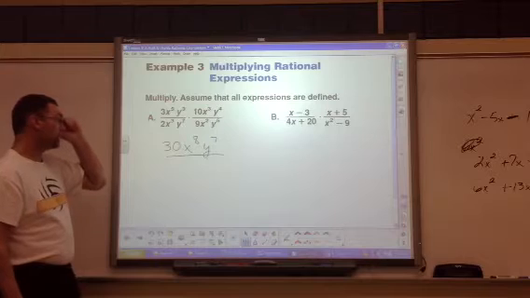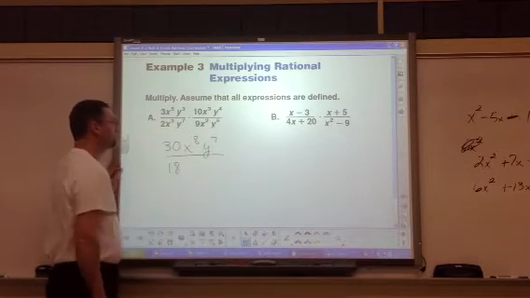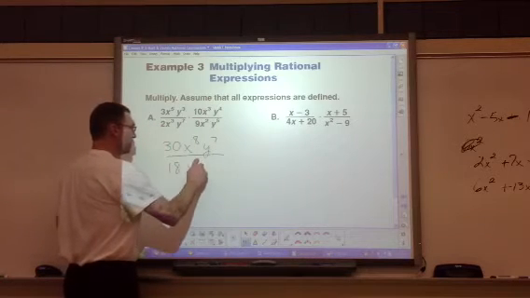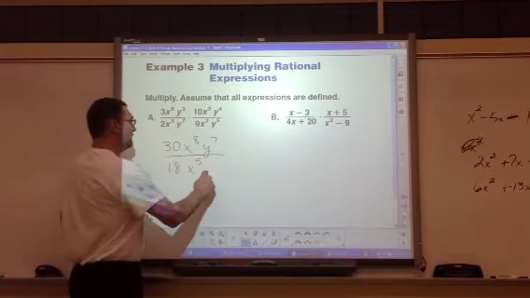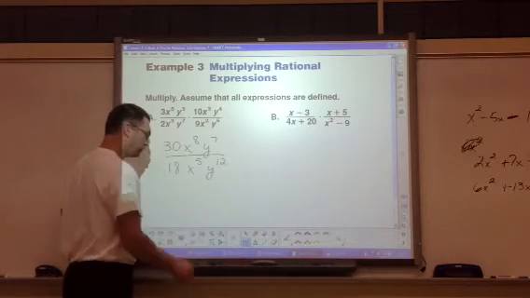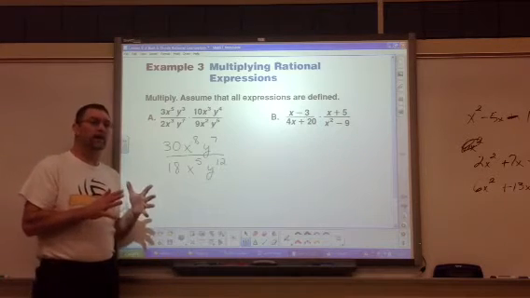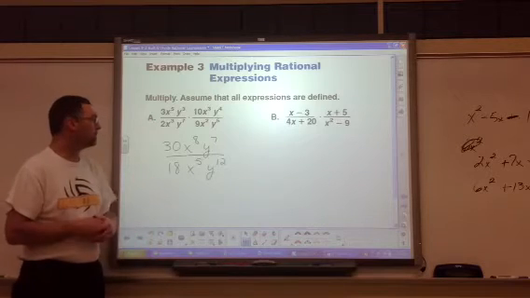In the denominator, 2 times 9 is 18. X cubed times x squared is x to the 5th. And y to the 7th times y to the 5th is y to the 12th. So I've made it so I only have one fraction bar. And that will help me simplify these a little bit more.